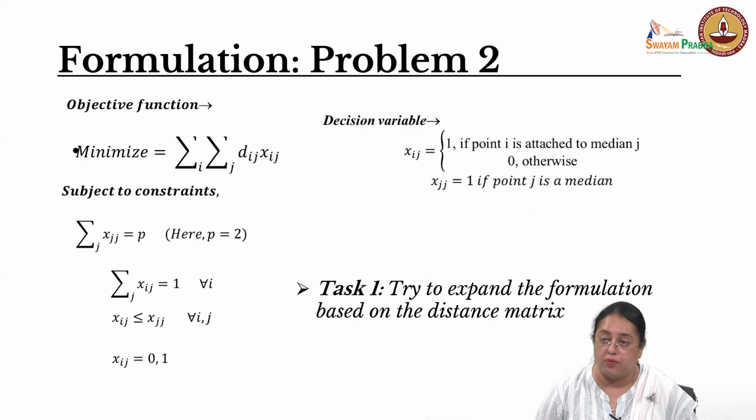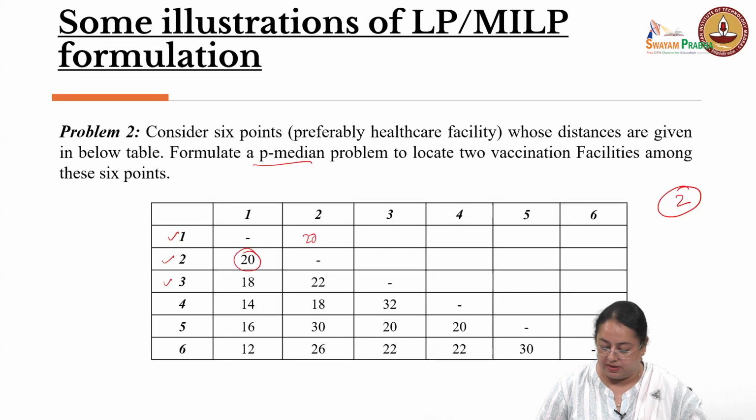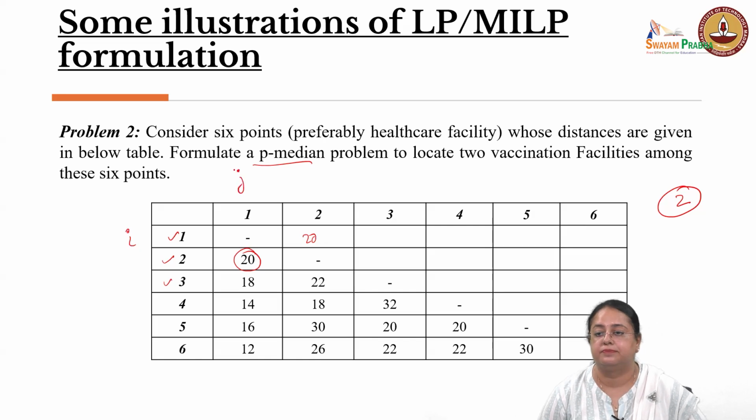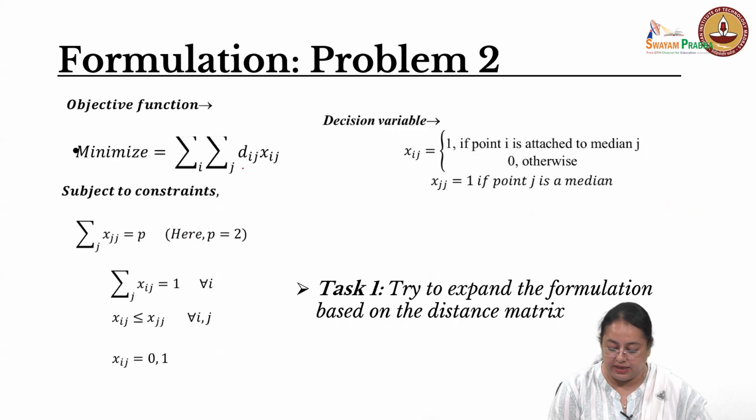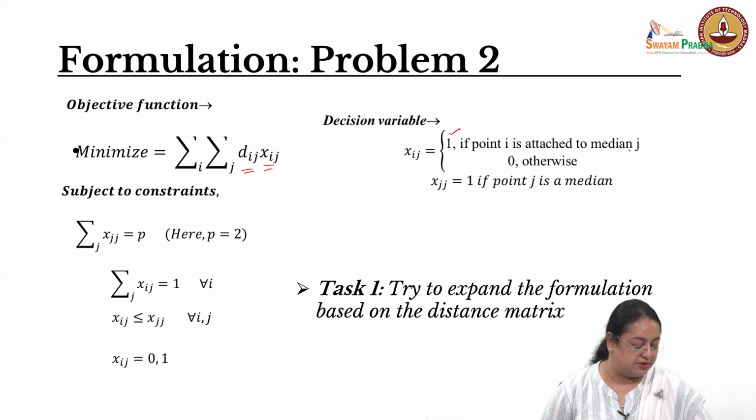So how can we do that? We know the distances between these. Similarly, we will again consider these as nodes, i and j, and dij is the distance. Now what is xij? Xij is 1 if point i is attached to median j, right?